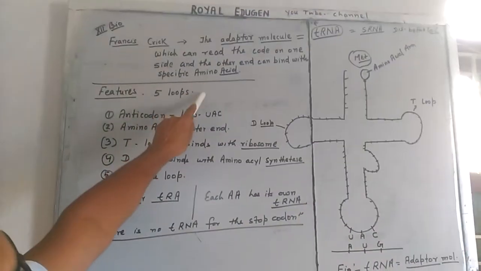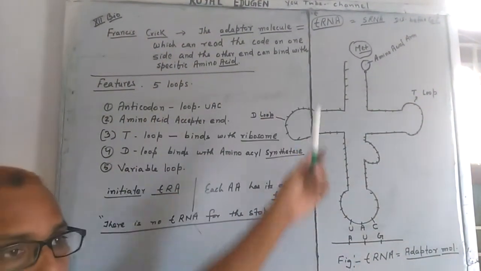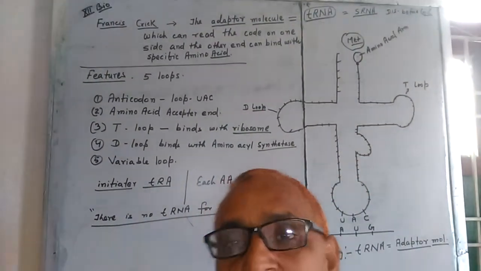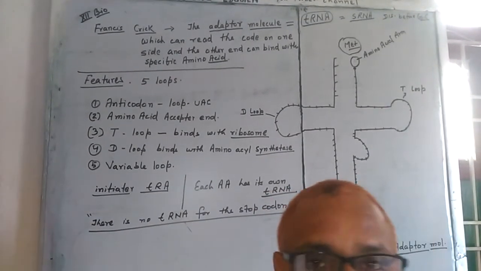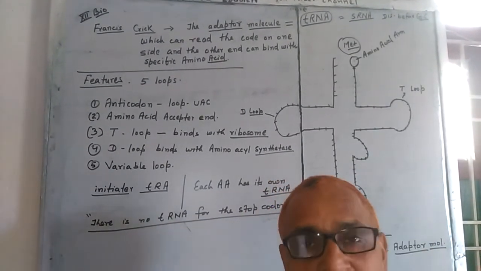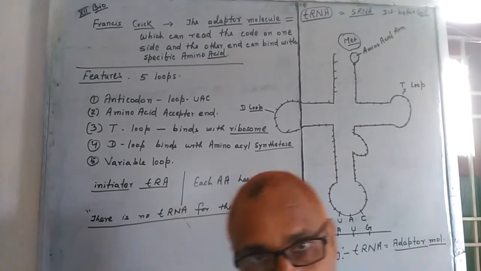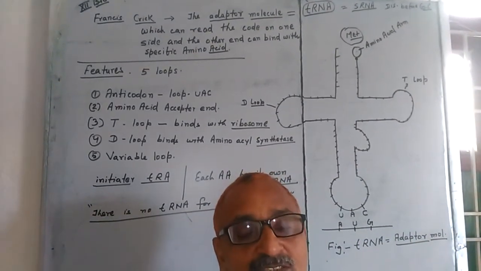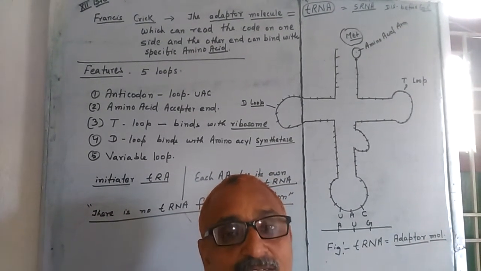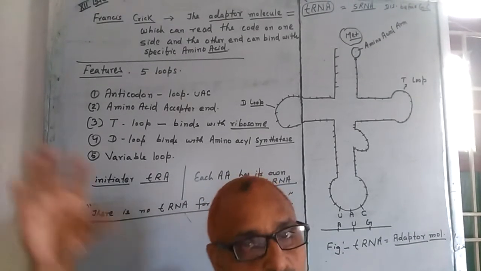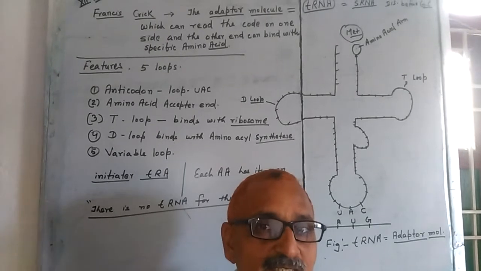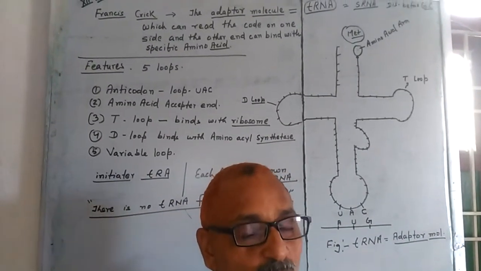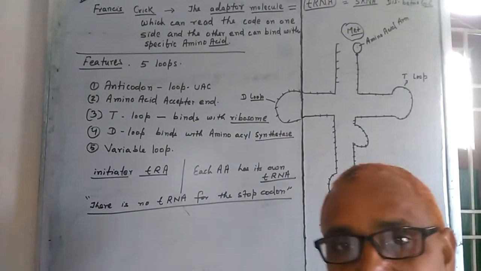I am going to explain the work of transfer RNA in the process of translation, because transcription we have already discussed. So what happens in translation? Translation is a process where, with the help of messenger RNA, amino acids are bound to form a particular protein. So protein is synthesized with the help of whatever code is given on the messenger RNA.